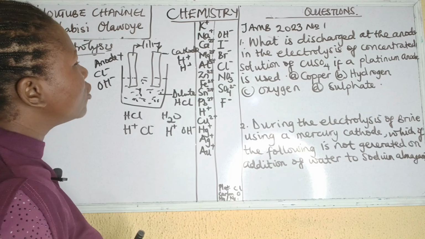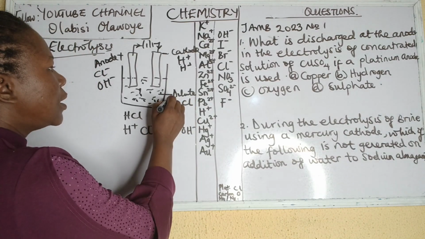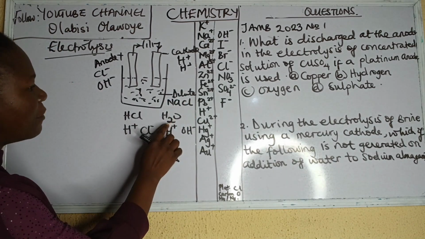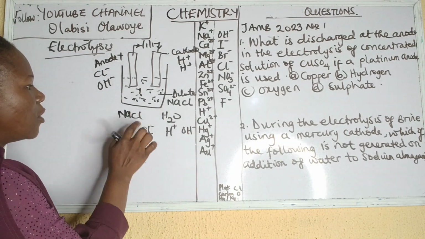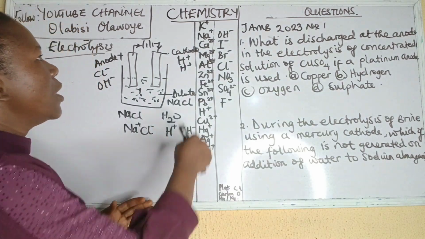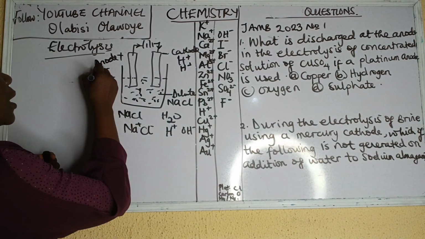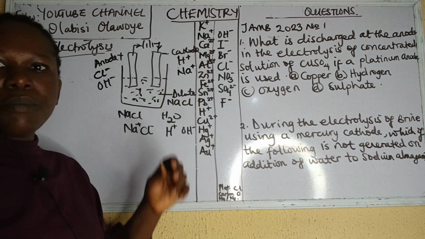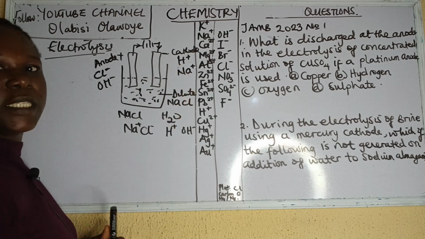Let's use the electrolysis of dilute sodium chloride. In the electrolysis of dilute sodium chloride, we have the ions of sodium chloride and the ions of water. The ions here can be split into sodium ion, chloride ion, hydrogen ion, and hydroxyl ion. Now, as you go down the group, the reactivity decreases. We can see here that just the ions of sodium and hydrogen are competing at the cathode.